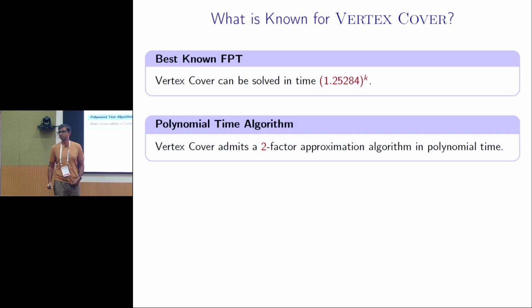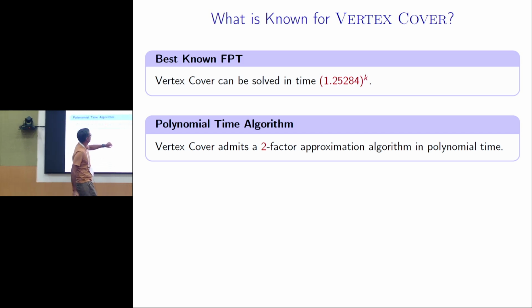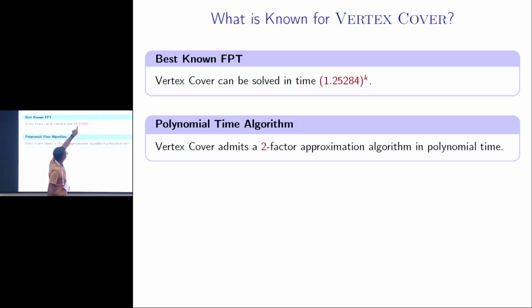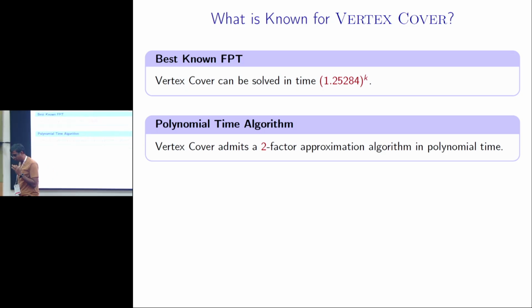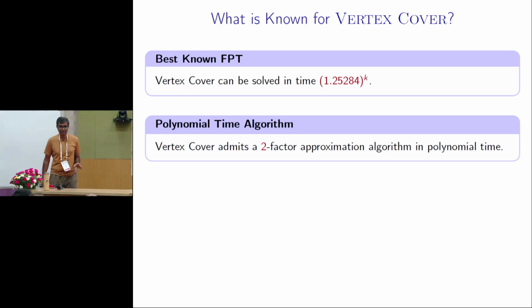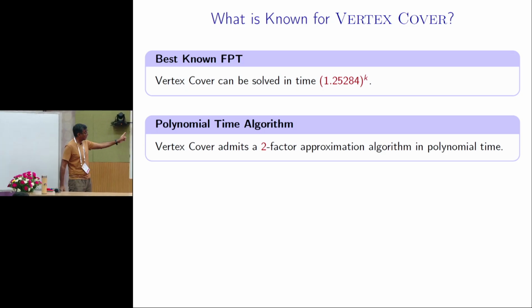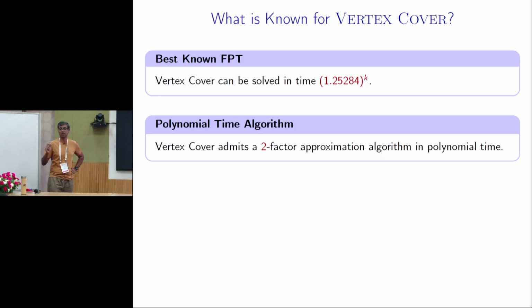I think if Nari is not in the room, he's one of the co-authors who has designed an algorithm for vertex cover which runs in time 1.25284 to the power k, okay, whatever. And vertex cover admits a 2-factor approximation algorithm in polynomial time. I will tell you in a minute.